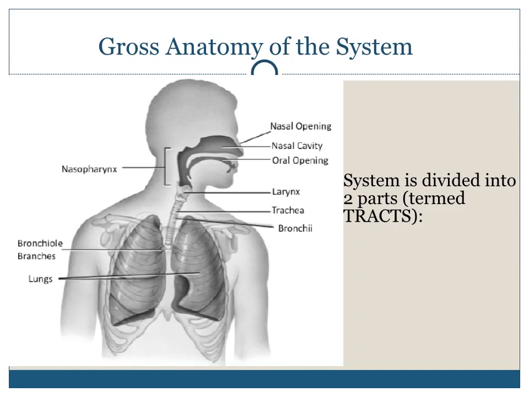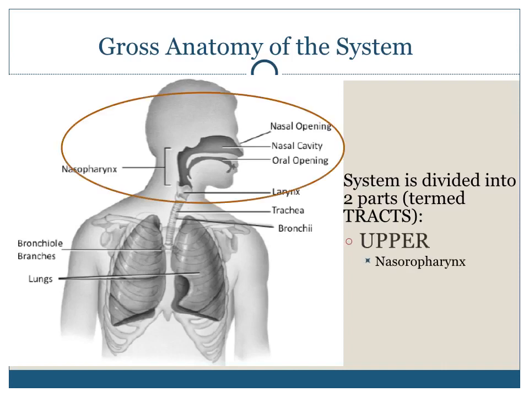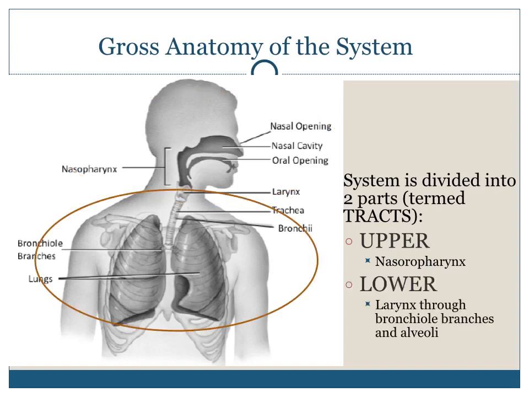When we look at the gross anatomy of the system, we basically break it up into two distinct parts, sometimes referred to as tracts. We have the upper tract. The upper tract is basically the nasopharynx, which is going to include the nasal opening, the nasal cavity, the oral opening, and the nasopharynx. Within the nasal cavity, we have distinct bony structures, which we call the concha. The concha are going to become important when we talk about ventilation volumes and the way in which we can get air into and out of the system quickly.